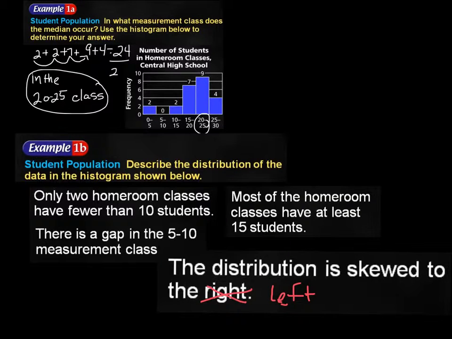Skewed to the left. I would want to call this skewed to the right as well, but this is called skewed to the left because the tail is to the left. So the skew direction is where your little part is, not the big part.